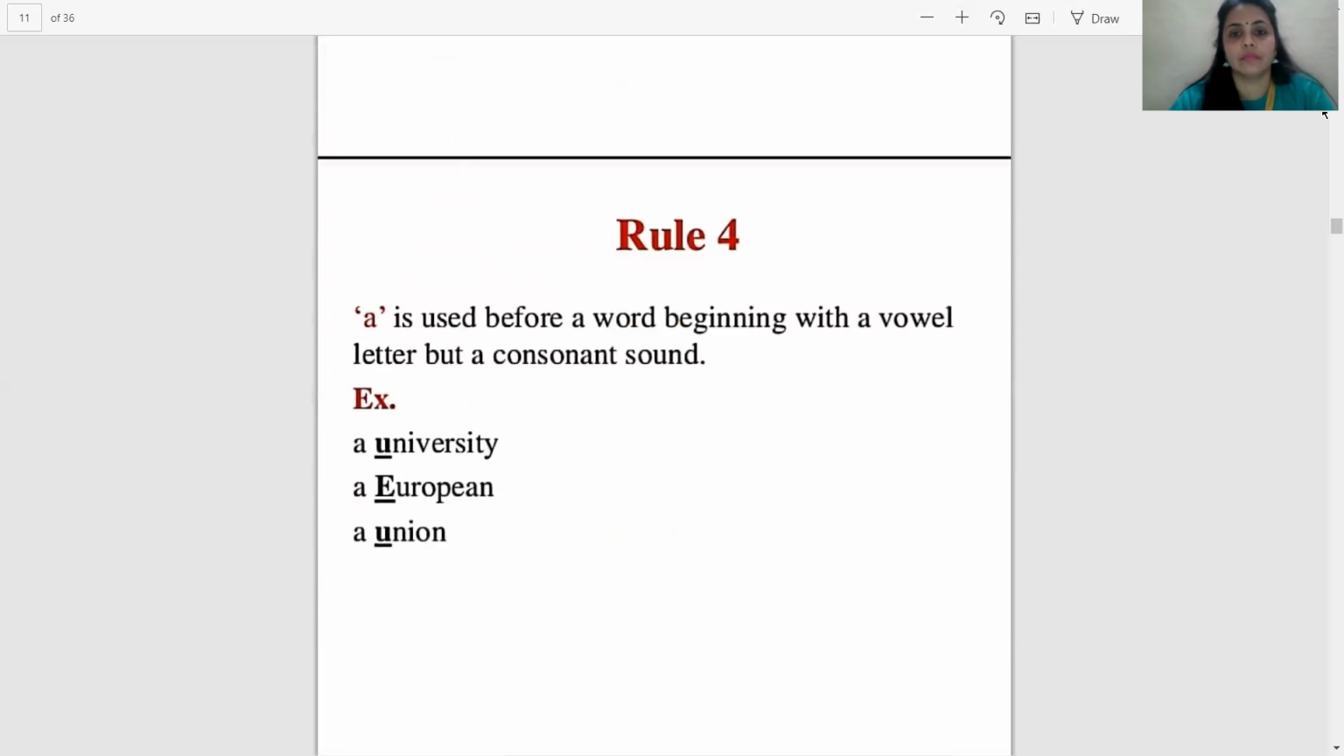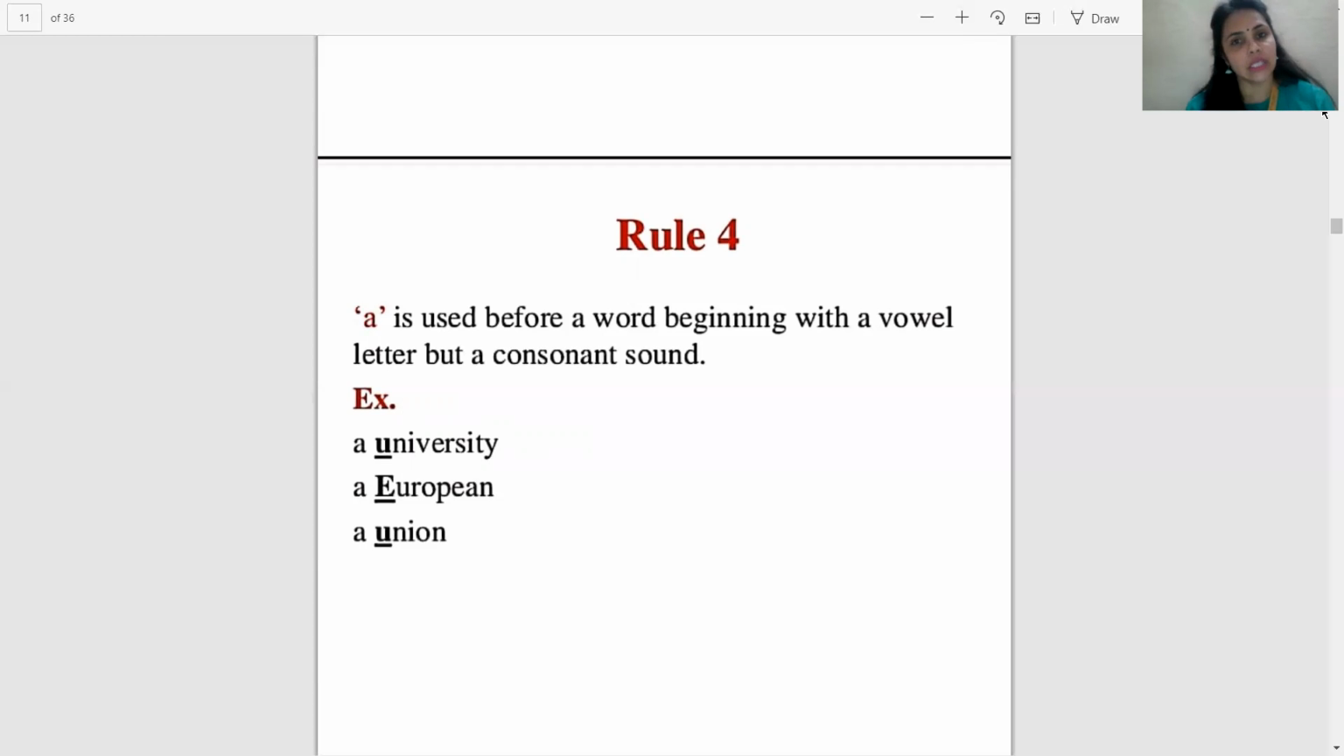Rule 4. The same catch. A is used before a word beginning with a vowel letter but a consonant sound. Here a few examples are given, where the words begin with vowel letters but their sounds are consonant. That is why I say sound plays a very important role while choosing articles a or an. A university. Now here you may say, ma'am, "you". It's not "you", it's the sound of Y O U, sort of a Y sound.